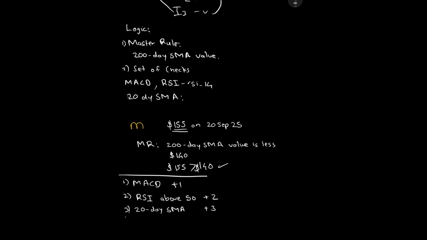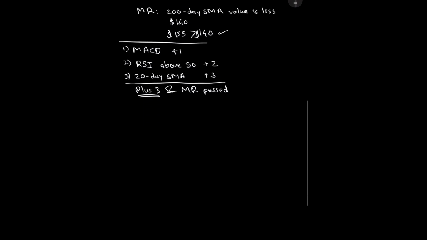What this tells us is that the final score after all the three checks is +3, and the master rule has also been passed. Therefore, the strategy generates a buy signal for McDonald's on that particular day.